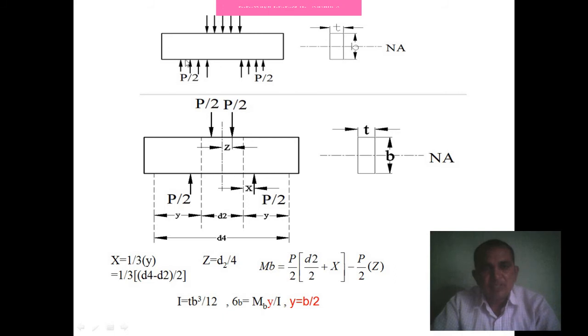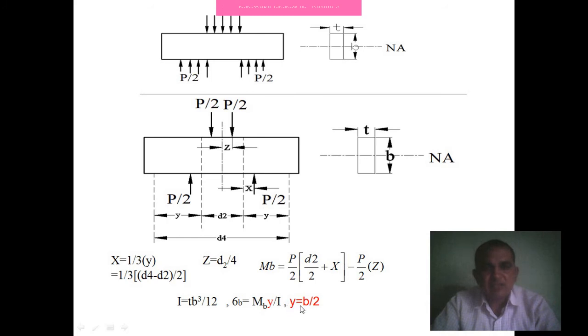Based on strength of machine elements you can find the maximum bending failure that occurs in this pin. In this way you can find the total distance. You can convert these forces in a different way, P by 2 as a UDL and UVL. At this end the UVL is present, and based on the UVL and the UDL you can find the maximum bending stress present in the pin. And we know the maximum bending moment for this pin is P divided by 2 into (D2 divided by 2 plus X), the distance, minus P divided by 2 into Z, and we know the bending stress is sigma B equal to MB into Y divided by I.